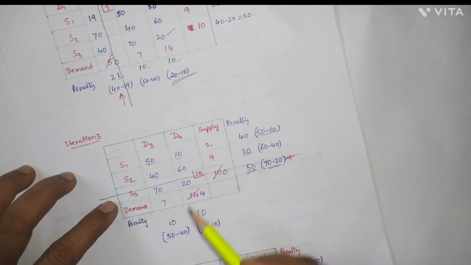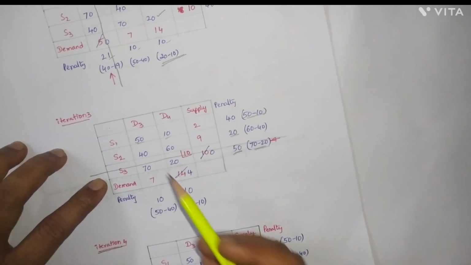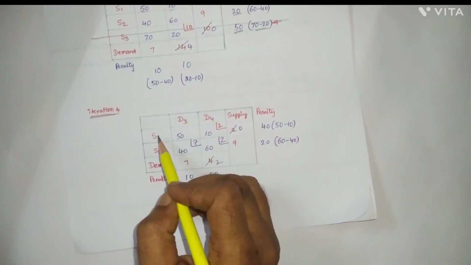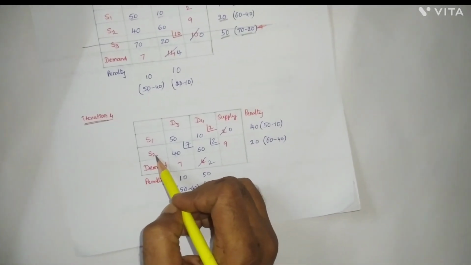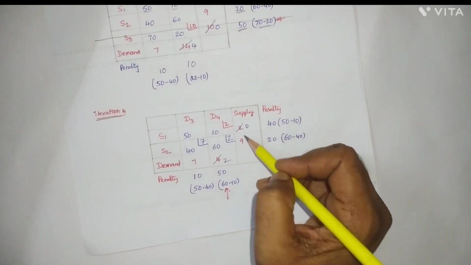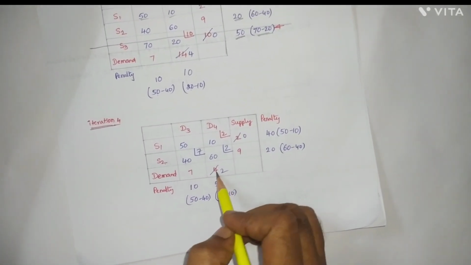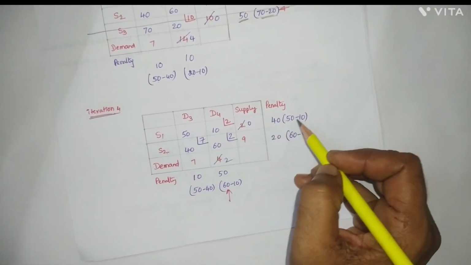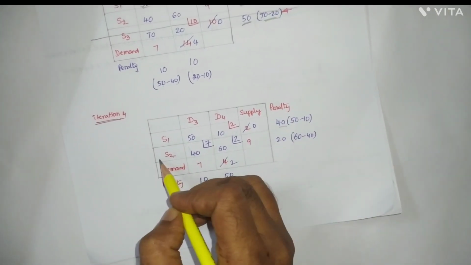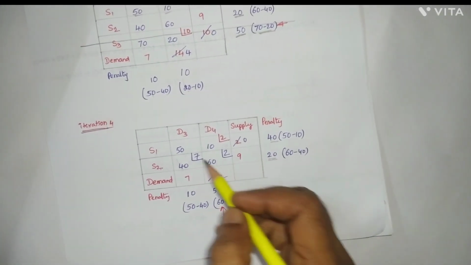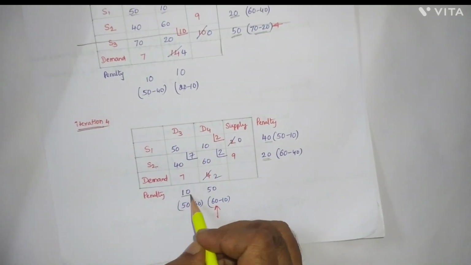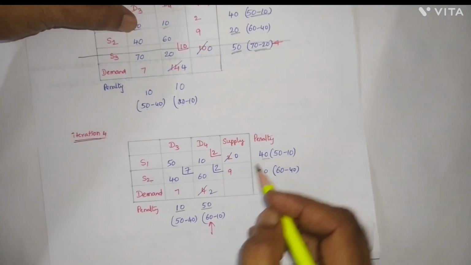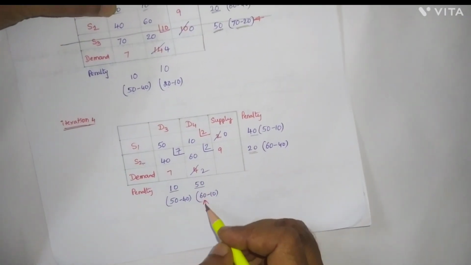So next, iteration 4. Iteration 4: D3, D4, S1, S2, supply 2, 9, demand 7, 4. So here in the S1 row penalty is 40, S2 row penalty is 20. In the D3 column penalty value is 10, D4 column penalty is 50. So among all these values, 50 is the maximum value.